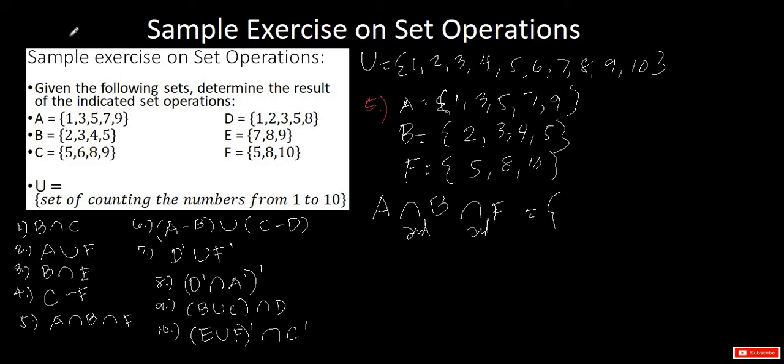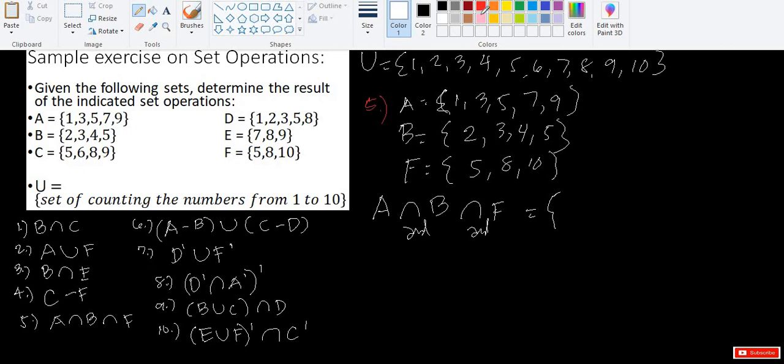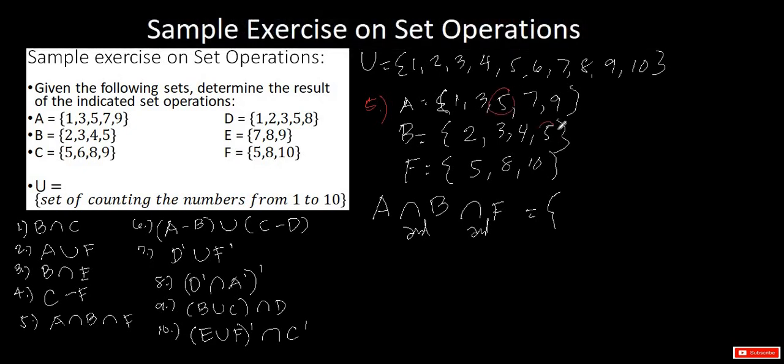But here we have 5. Okay, 5 is common to the three sets A, B, and F. So therefore, 5 is an element of the intersection. What about 7? It's in A only, so it cannot be an element of the intersection. What about 9? It's in A only. What about 2? It's in B only. 8 is in F only. 4 is in B only, and 10 is in F only. So therefore, the only element of A intersection B intersection F is 5. Next, let's move to number 6.